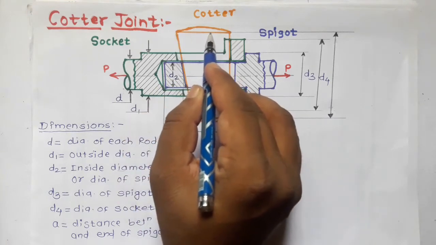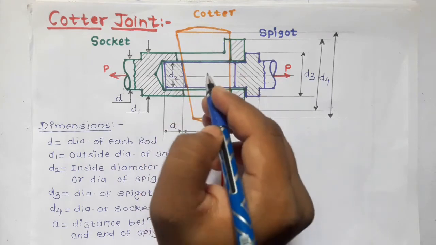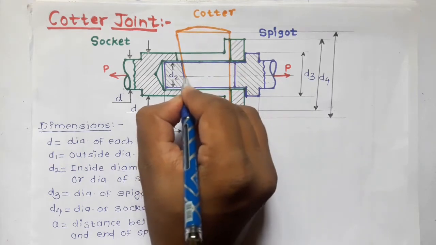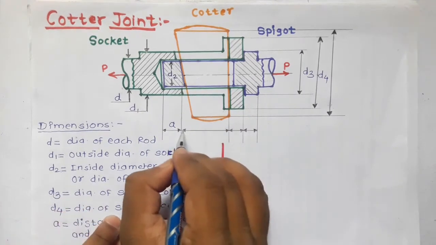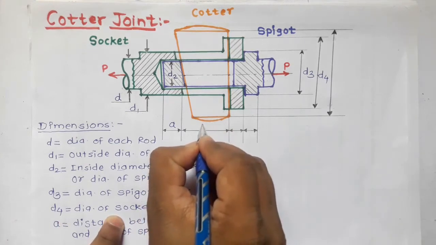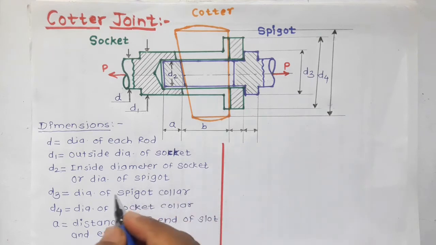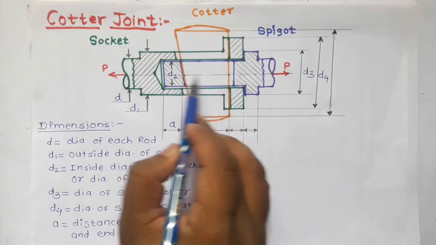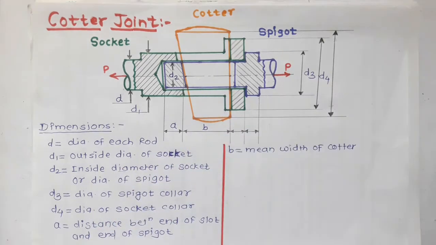So this quarter has less width at the bottom and more width at the top. So for the design of this quarter joint, and particularly while designing the quarter, we have to consider the mean width, that is the distance between these 2 points, and it is denoted by small b. So small b is nothing but the mean width of quarter, that is the distance between these 2 points in mm. So let us write this: mean width of quarter.